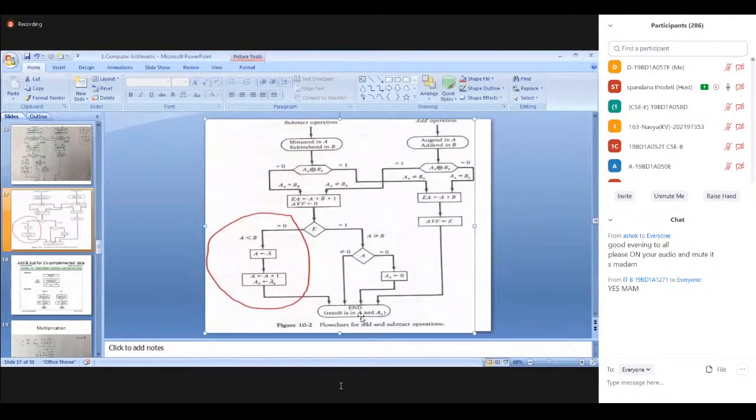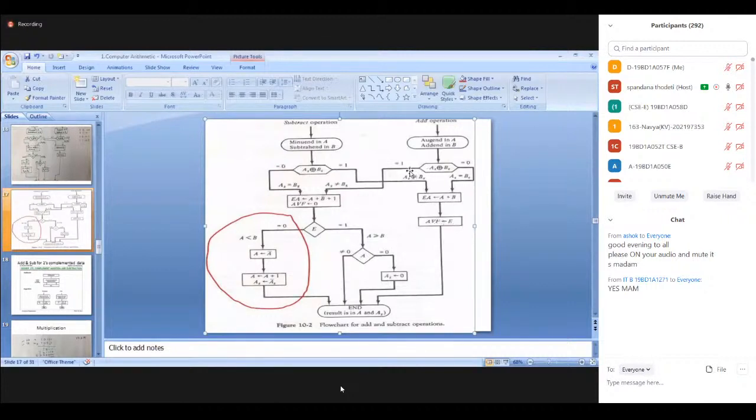AS. Why? Because here you need to specify the sign also. So the sign of the result will be specified in AS, and the magnitude of the result will be there in A. This is for the addition operation. It is very simple. If the sign of the two numbers is the same, then you can simply perform the addition operation. Extra bit will be stored in E, overflow bit will be stored in AVF flip-flop.